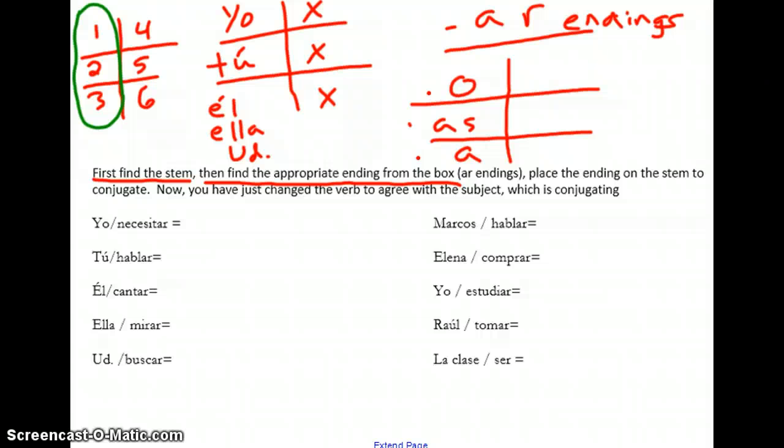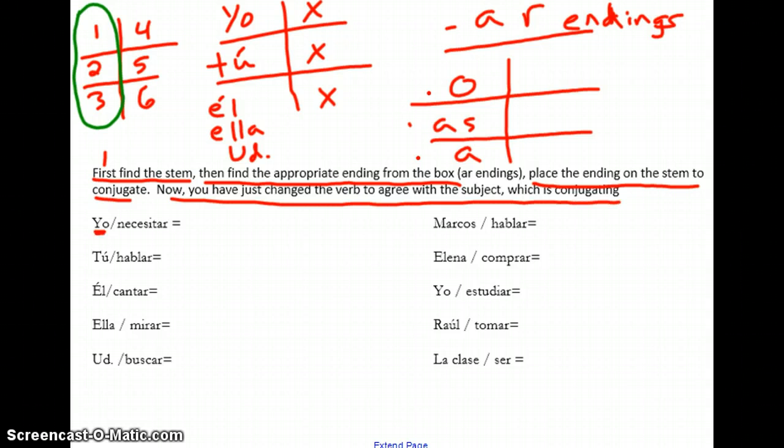I said, first find the stem, then find the appropriate ending from the box, the AR endings. I think we just wrote this word. Place the ending on the stem to conjugate. And then you have just changed the verb to agree with the subject, which is conjugating. So let's conjugate some of these.